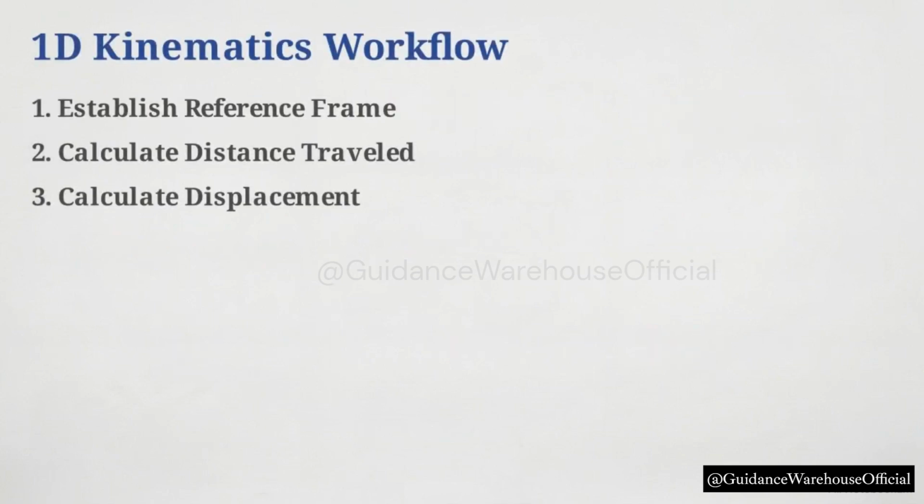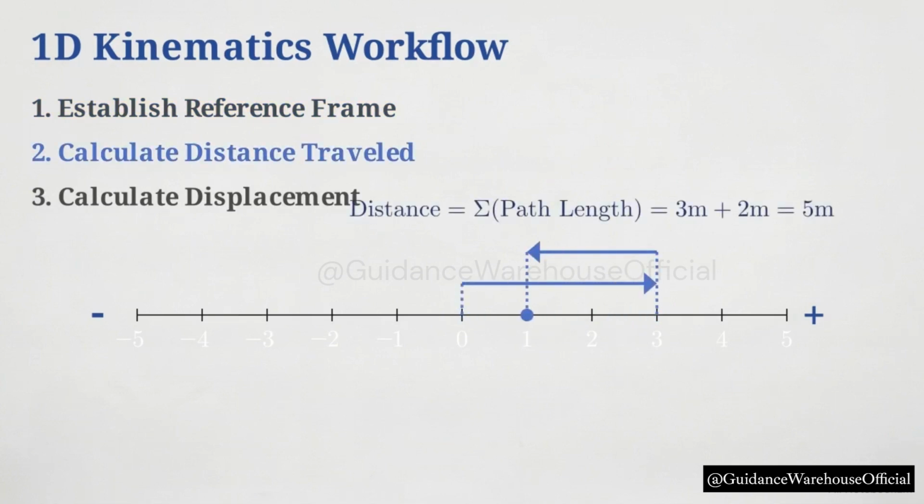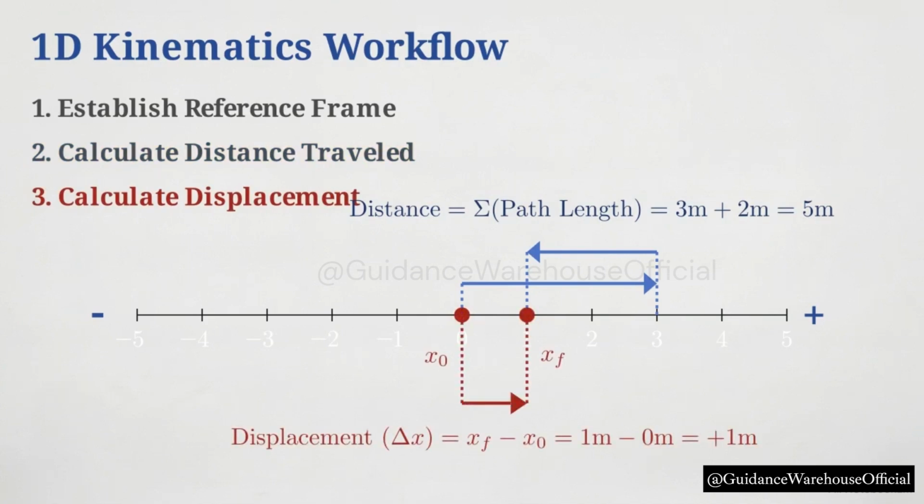To keep these clear in your own problems, remember these 3 steps. First, establish your positive and negative directions. Second, calculate distance by totaling the entire path. Third, solve for displacement by finding the difference between your start and end coordinates.